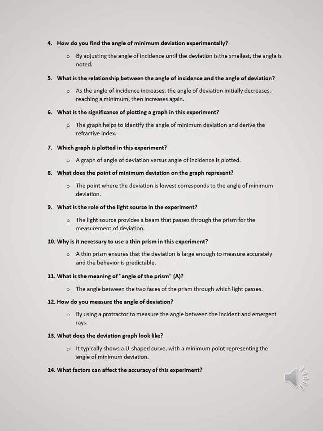Fourth question. How do you find the angle of minimum deviation experimentally? By adjusting the angle of incidence until the deviation is the smallest, and the angle is noted. Fifth question. What is the relationship between the angle of incidence and the angle of deviation? Answer. As the angle of incidence increases, the angle of deviation initially decreases, reaching a minimum, and then increases again.